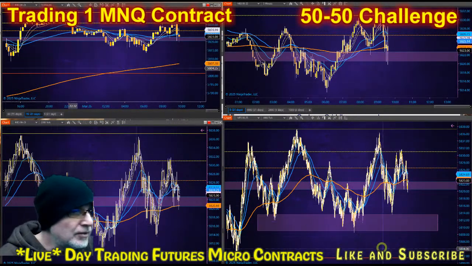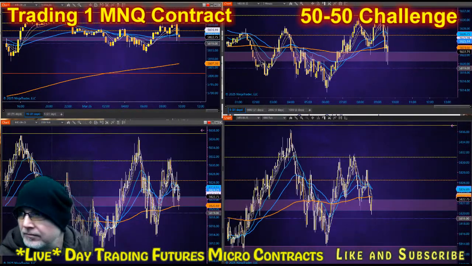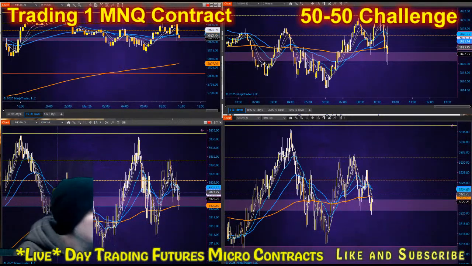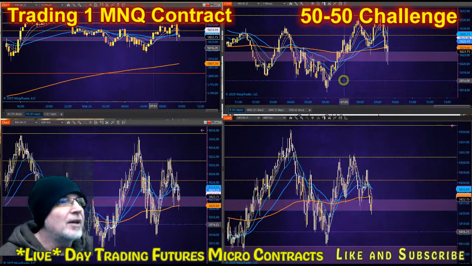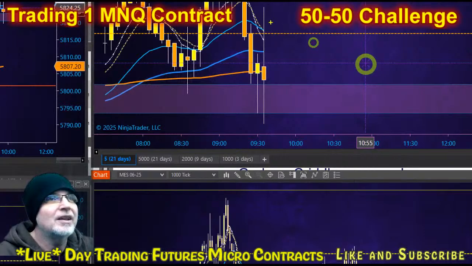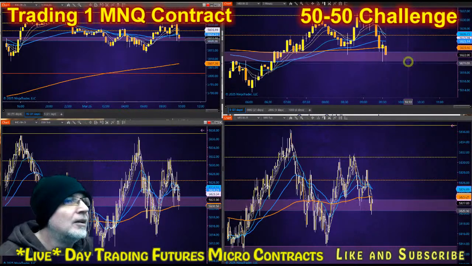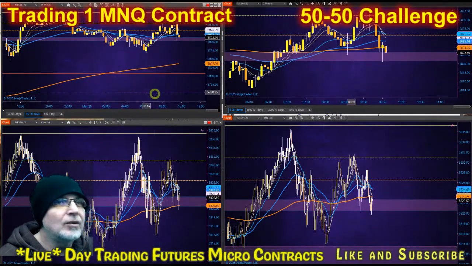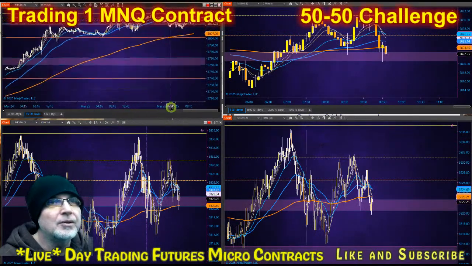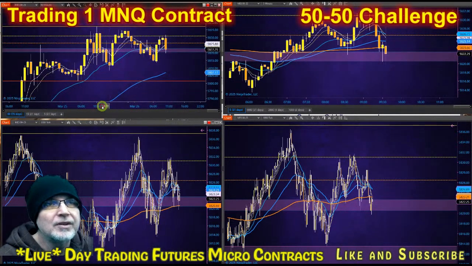Yeah, it just doesn't look good. It's too choppy, too sideways. Look at that 5-minute candle. Oh, gosh. Well, if it breaks down and keeps pushing down, yeah, that's great for shorting. Had to be pretty convinced that it's going to keep going, though.